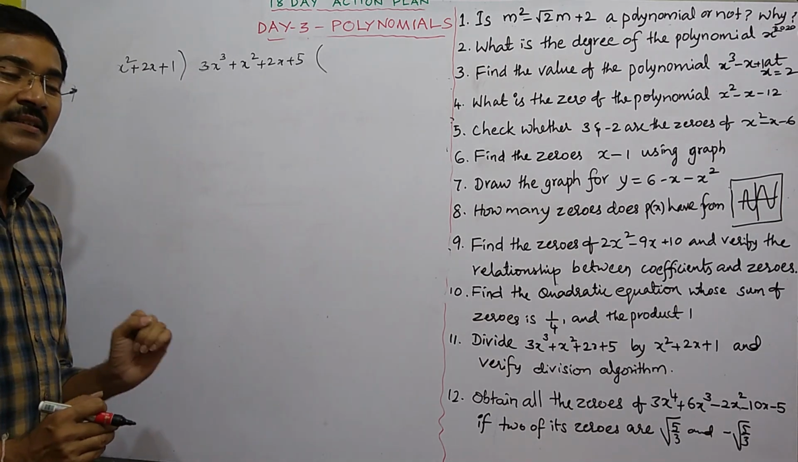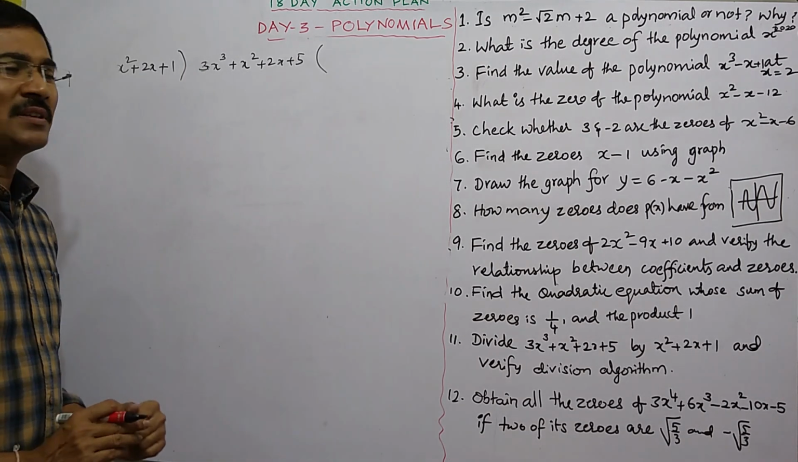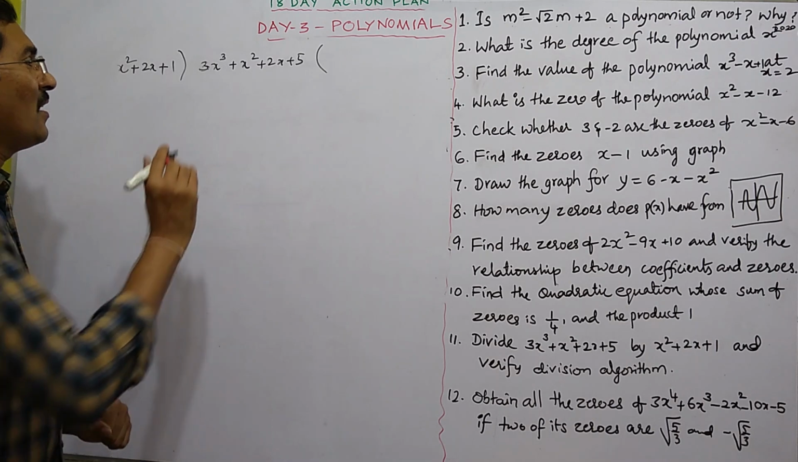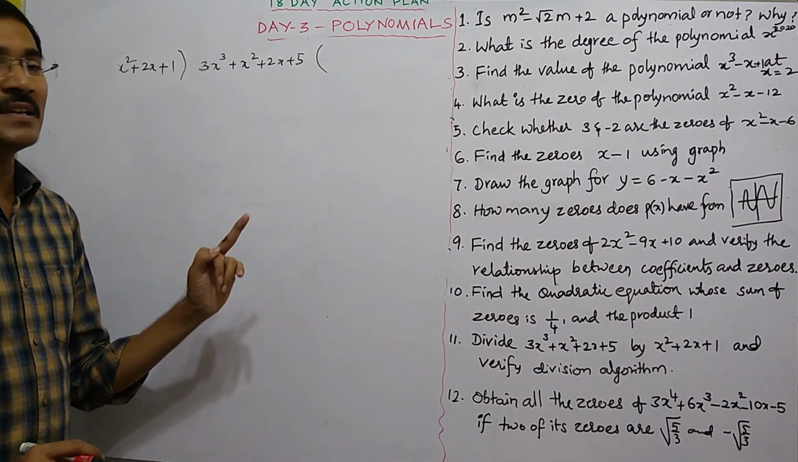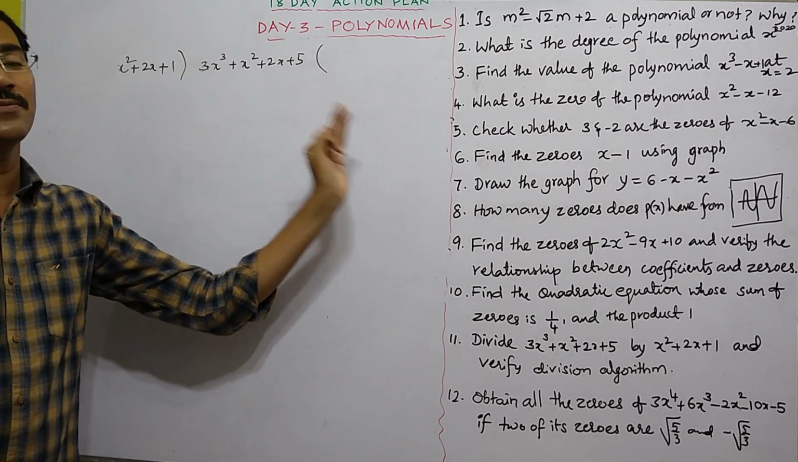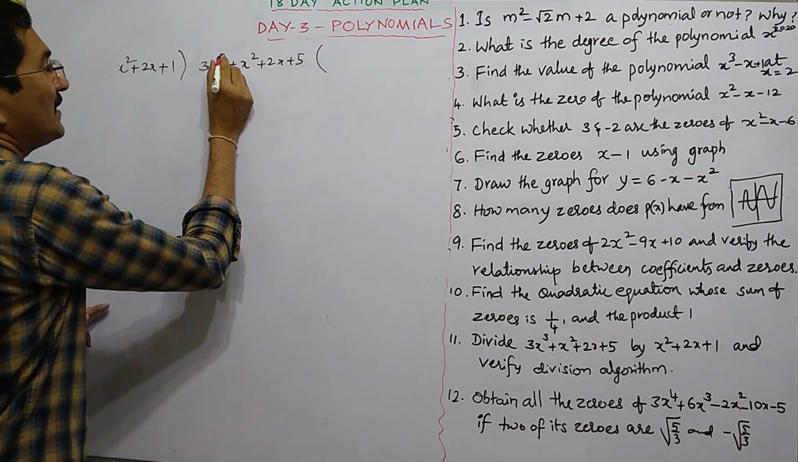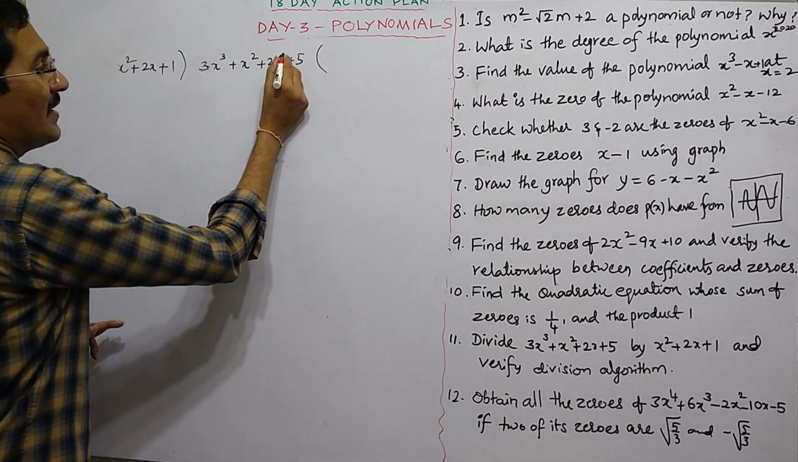Before doing the division, the most important thing we have to do is the terms must be arranged in the descending order of their powers. That means their powers must be slowly decreasing from highest to 0. So it is 3 here, next 2, next 1, next 0.